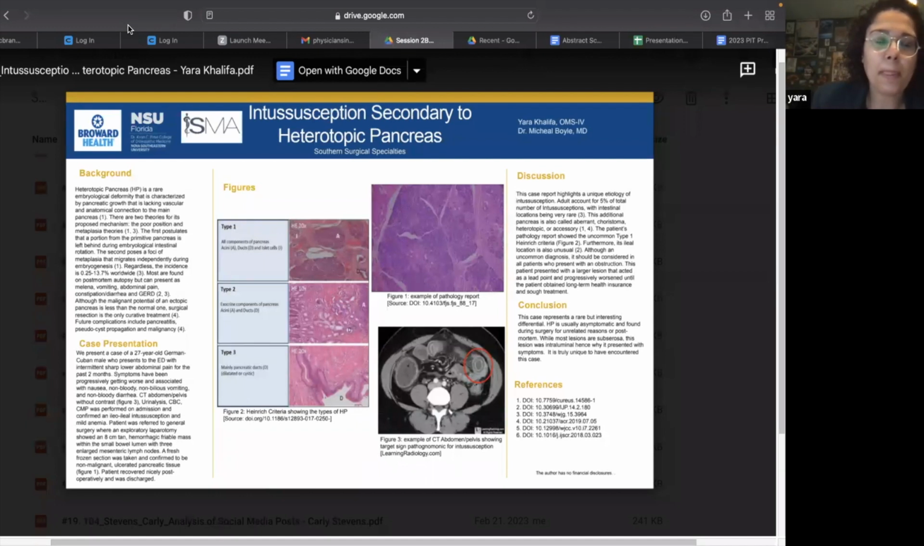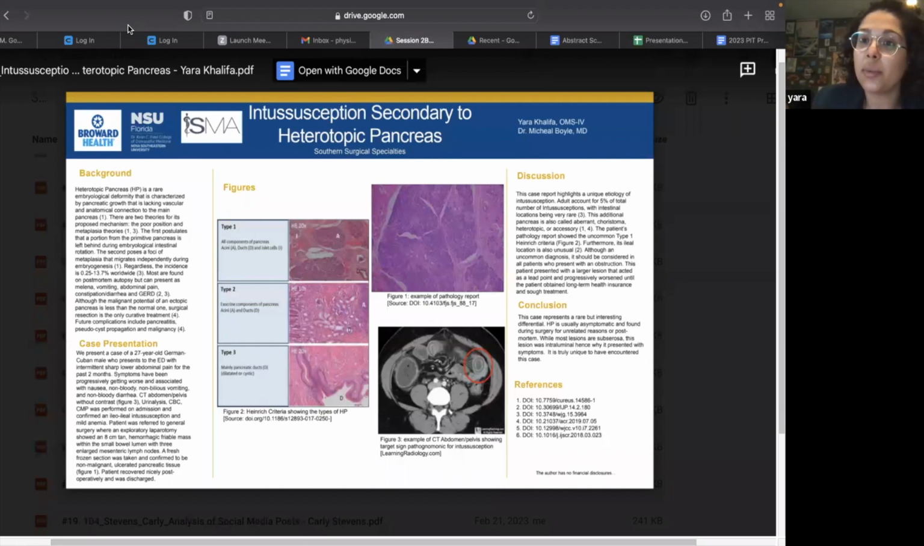And while it lacks vascular and anatomic connection to the main pancreas, it could still secrete either exocrine or endocrine hormones as well. There are two theories for this proposed mechanism. The first one is that during the embryological 270-degree turn of the GI tract to make the small and large intestine, a part of the pancreas is left behind. Another theory is that cells just migrate into an accessory area.